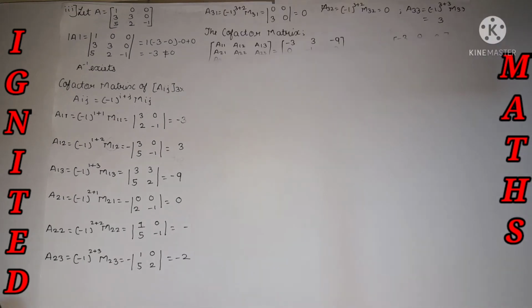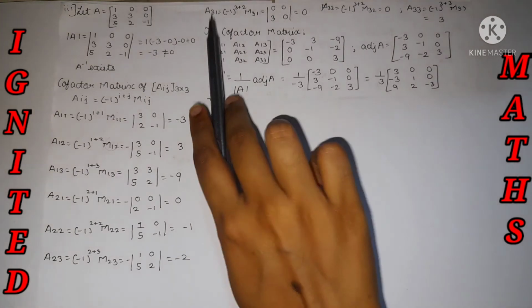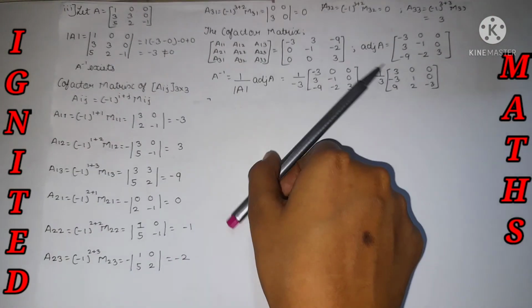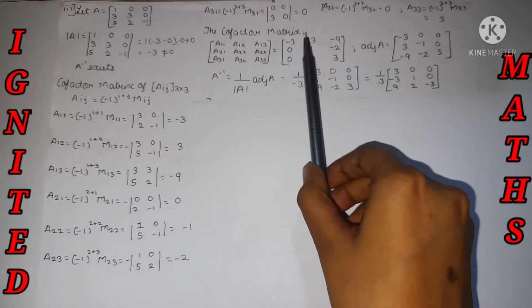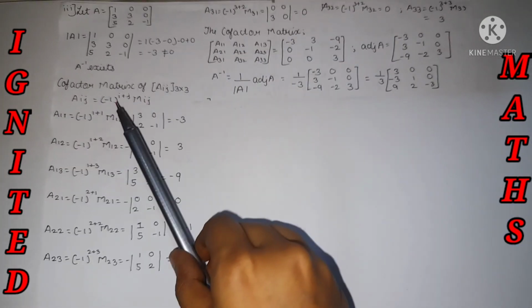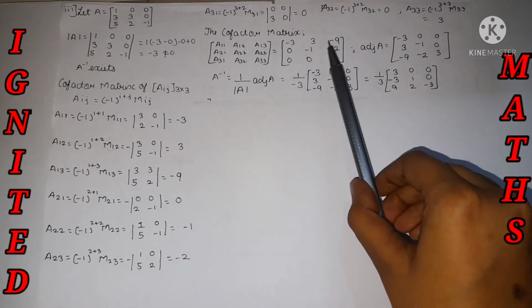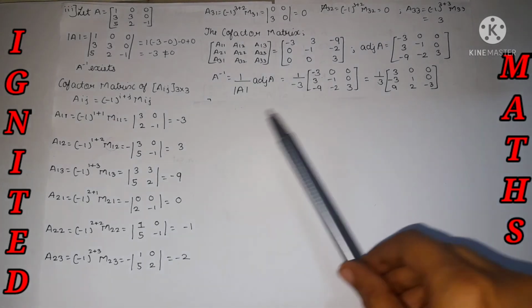And over here A31 also I have mentioned, A31, A32 and A33. So can we arrange them as a cofactor matrix according to the matrix given? Yes, just put the value accordingly. A11 over here, A12 over here. Just put the value and we'll be getting the answer.